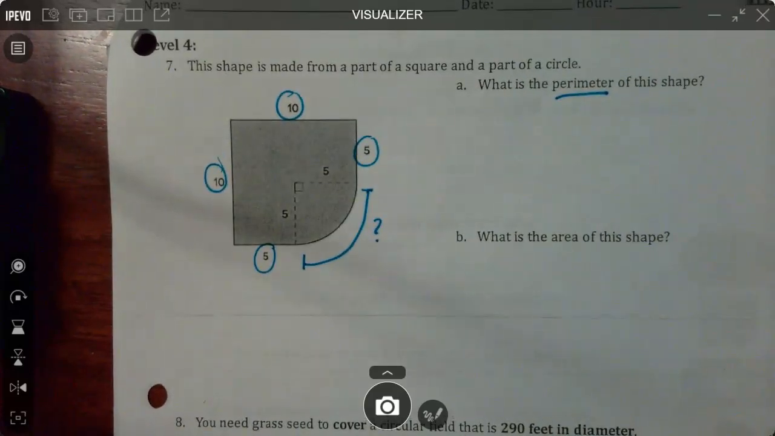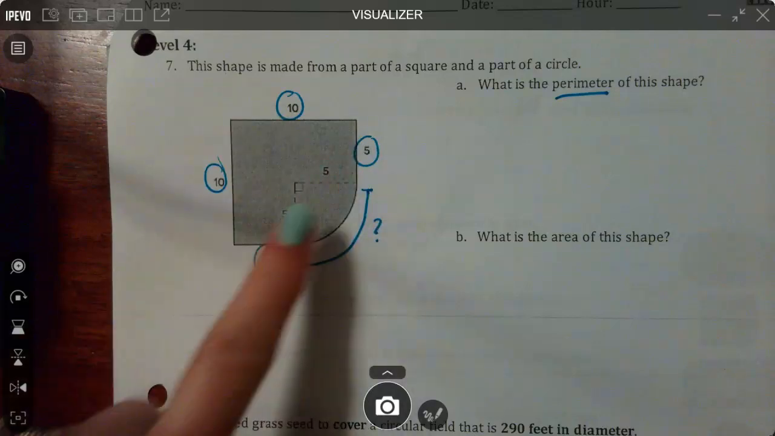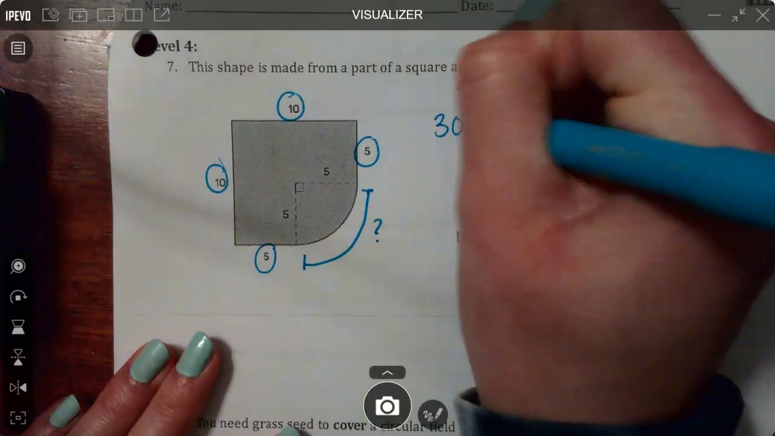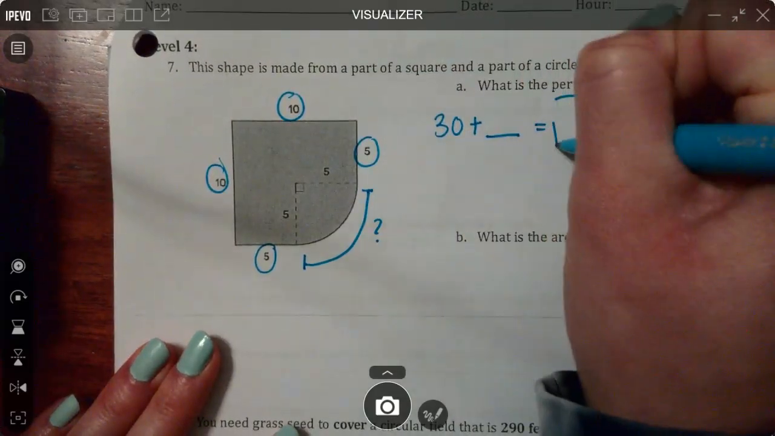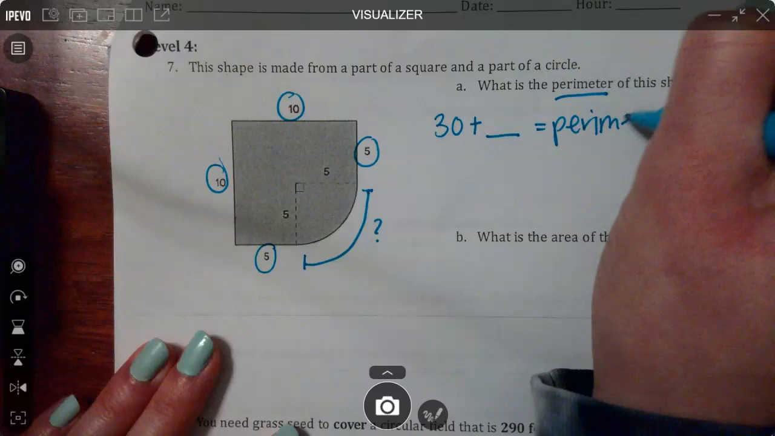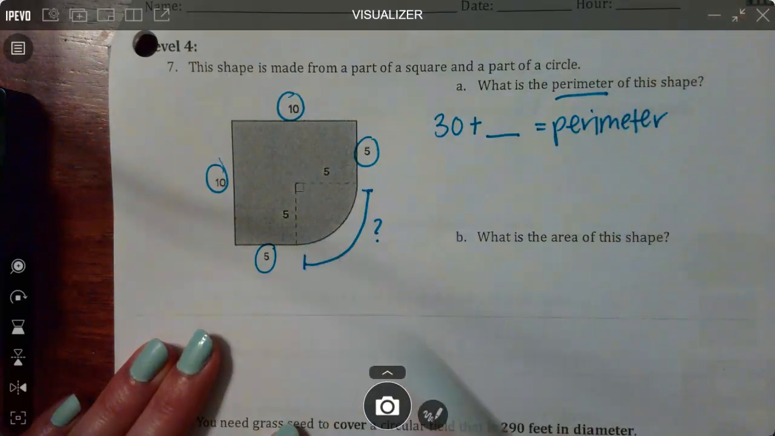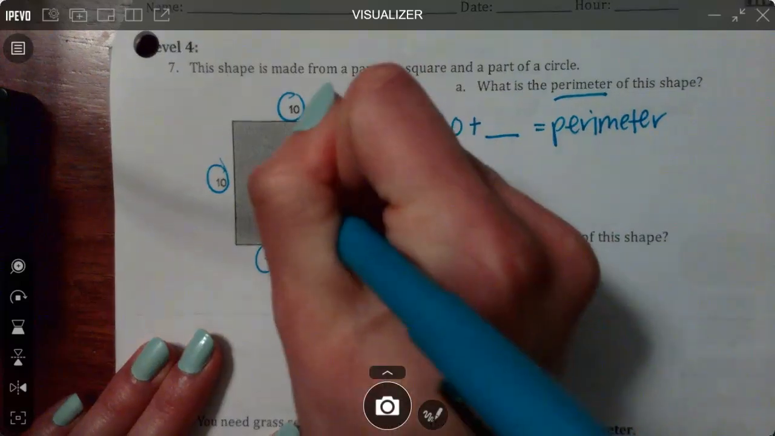So at the moment, I could add up these 4 numbers, okay? 5 and 10, 5 and 10, together that's 30. So 30 plus something equals the perimeter. But I need to figure out what that number is. Well, it is in the shape of a circle. Now, is it a whole circle?